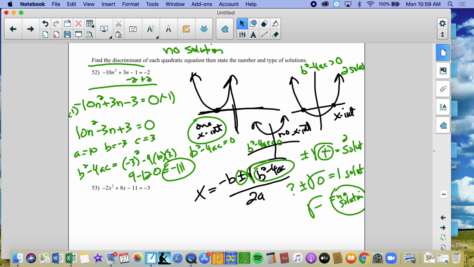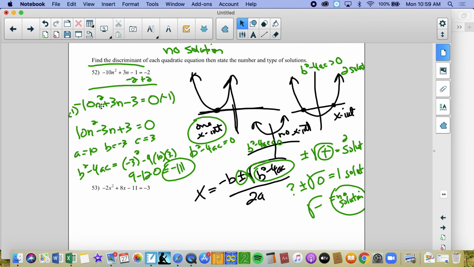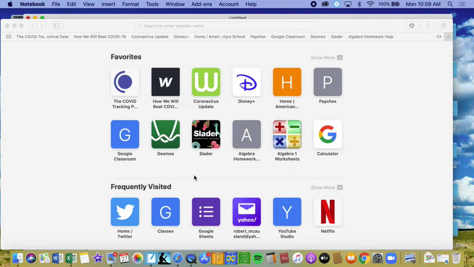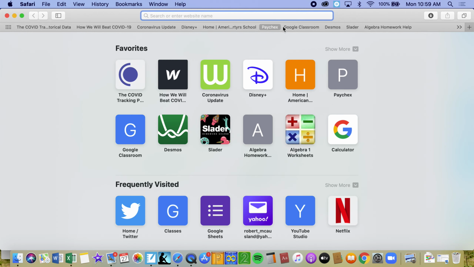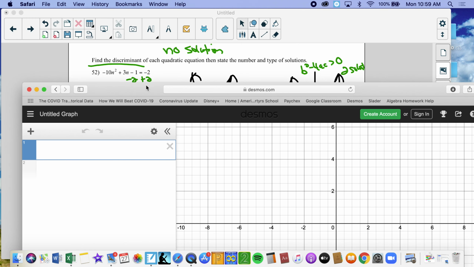Let's look at Desmos real quick. Let's plug that equation in, just for kicks and giggles. What do we know about the equation first? Since a is negative, we know that it's going to be an upside down parabola. Now, Desmos. Let's plug that crazy equation in. -10n squared plus 3n minus 1 equals -2.